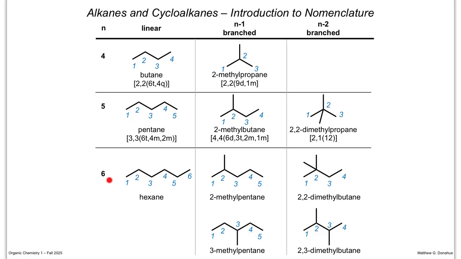So for the C6, the N-1, these are going to be pentane derivatives. So we have 2-methylpentane, and then we can draw another one where the methyl group is at the 3 position. And so you could probably practice on these, classifying them according to primary, secondary, and tertiary.